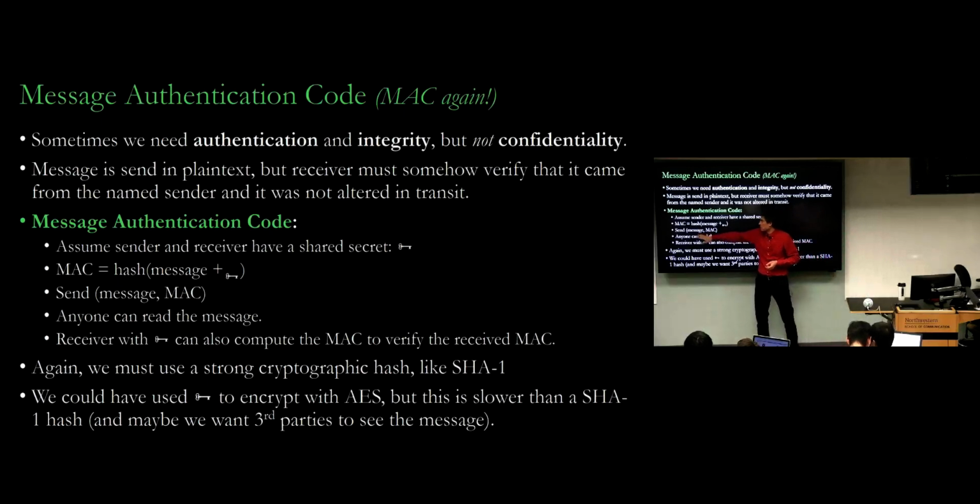Everyone can see the message. Everyone can see this weird number we computed. But the receiver, if the receiver has the same shared key, they can do the same process of calculating the MAC for themselves. So they can take the message and add the key to it and then hash it. This is just a well-known hash function. And they can verify that the received MAC is the correct one.